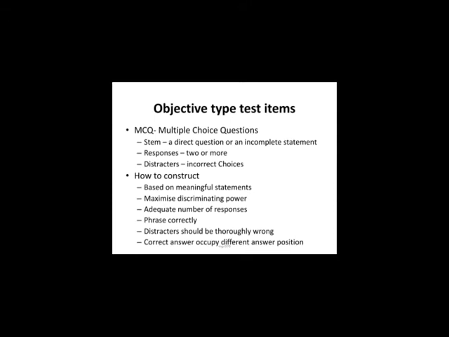The other important aspect is distractors. Distractors are incorrect answers. Incorrect answers should be given along with the responses, and the respondee should select the correct answer from the options given. Distractors should be very carefully included in the options.